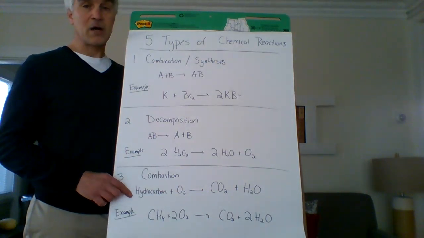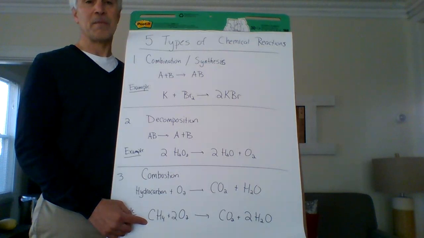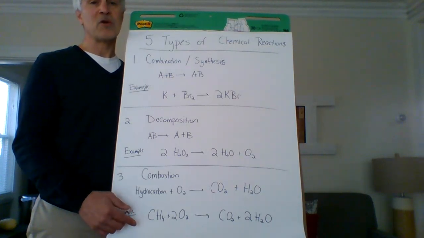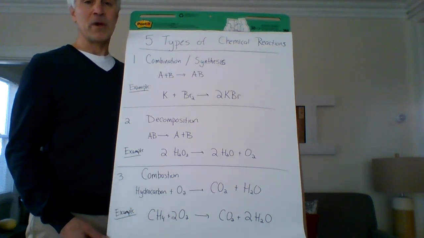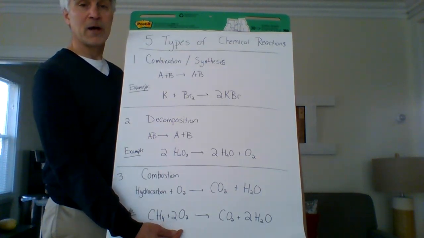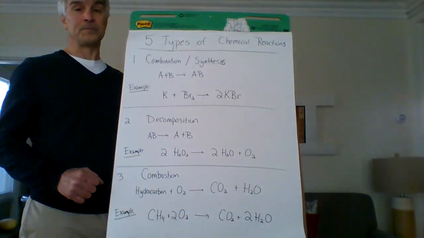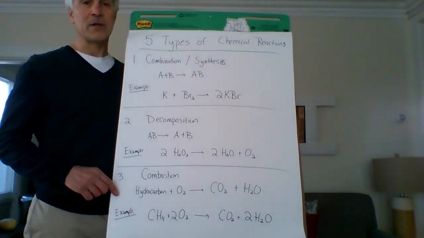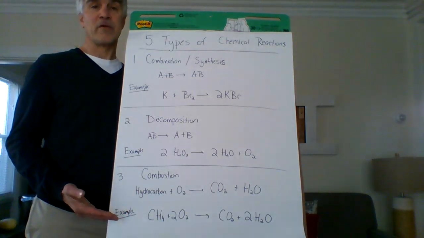Now, this hydrocarbon could be CH4, which is methane. It could be C2H6, which is ethane. It could be C3H8, which is propane, and so on and so forth. I did an example here with methane: CH4 combines with oxygen to produce carbon dioxide and water. All right, and I think I balanced this correctly. This is combustion. So combustion is another word for burning.